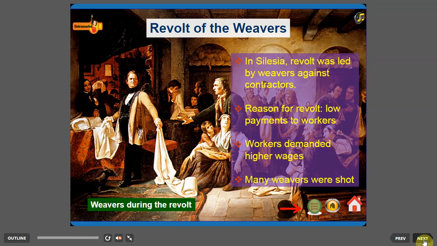Now let's see the revolt of the weavers of Silesia, 1845. In Silesia, a revolt was led by weavers against the contractors, and the main reason for the revolt was low payments to workers. Workers demanded higher wages, but it was not accepted by the contractors, and they cancelled the contract. So all these weavers attacked the contractors and the factories and shredded all the cloth, but many weavers were shot down in this revolt.